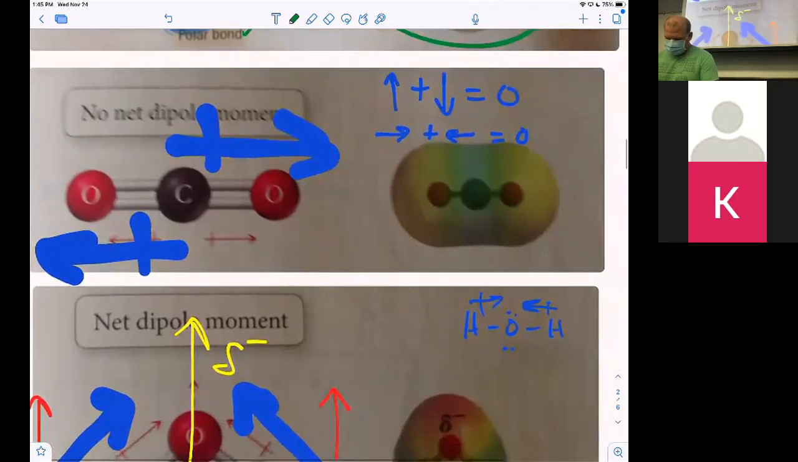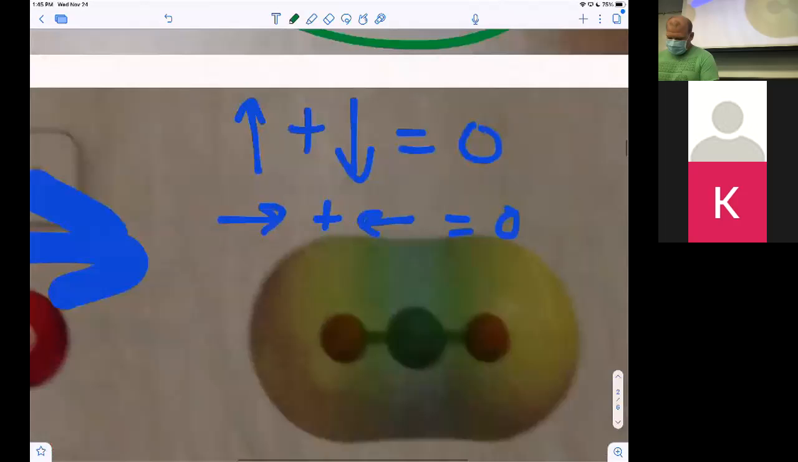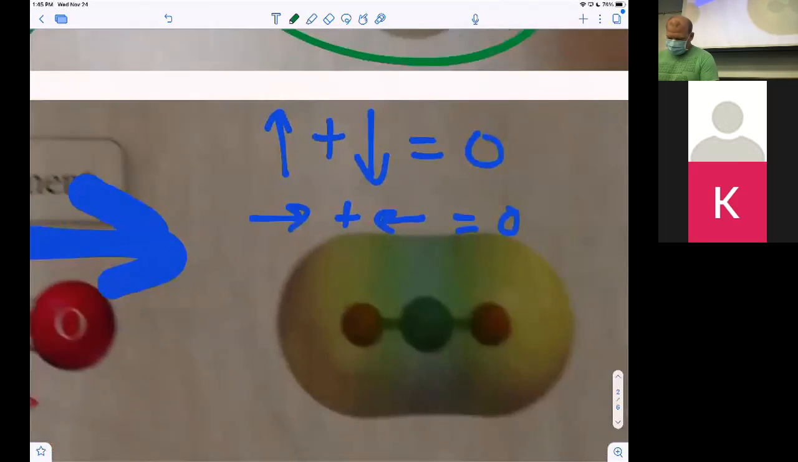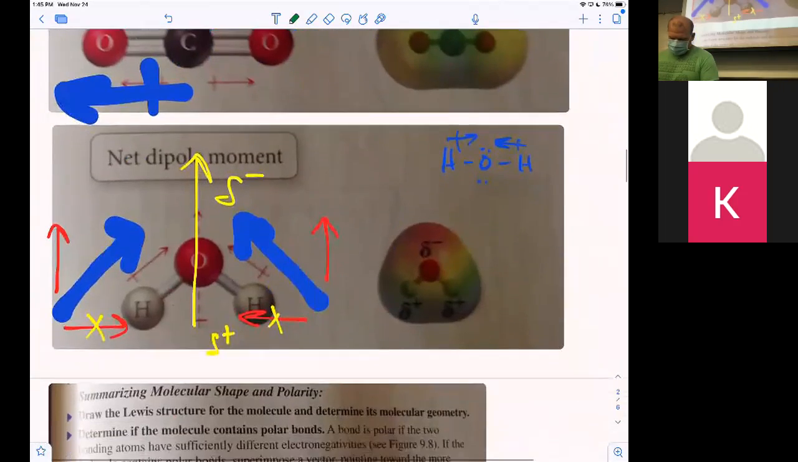So just plain old forces, I'm trying to show here that, whether up and down or left and right, they can cancel if they're equal and opposite. So now water.